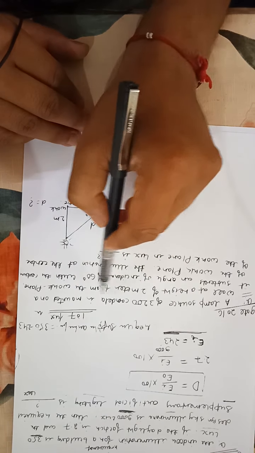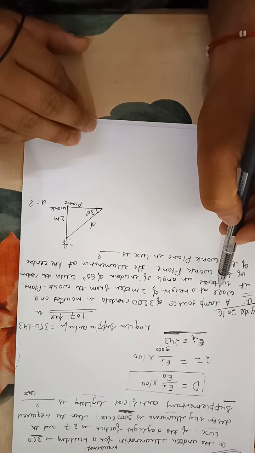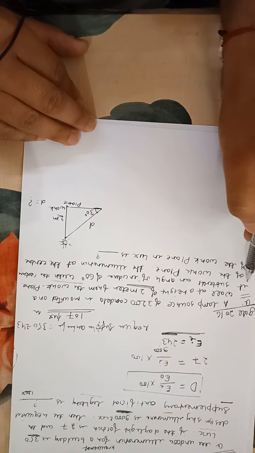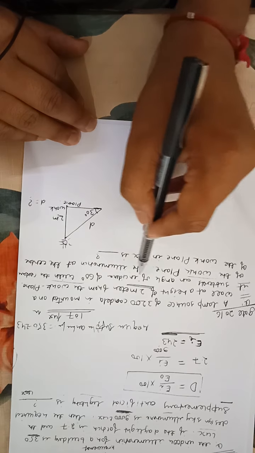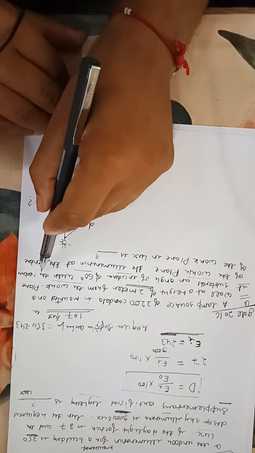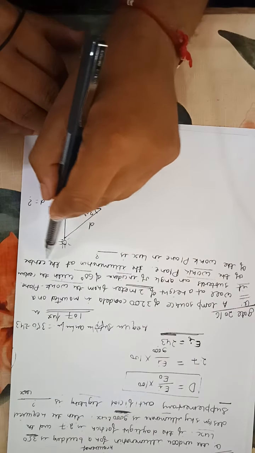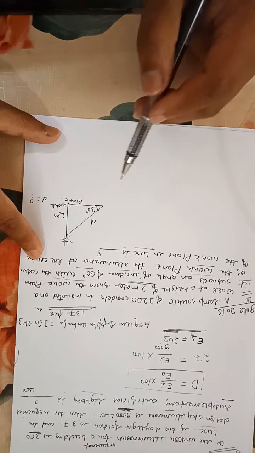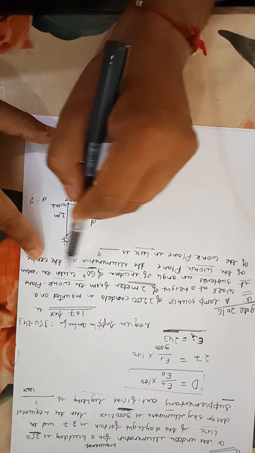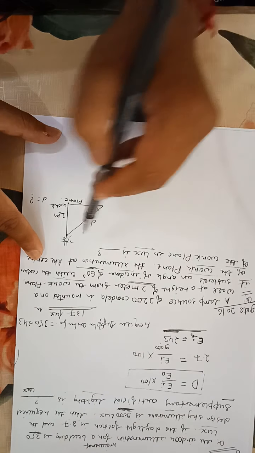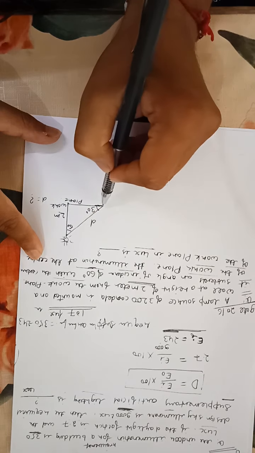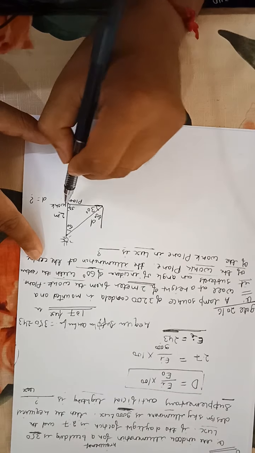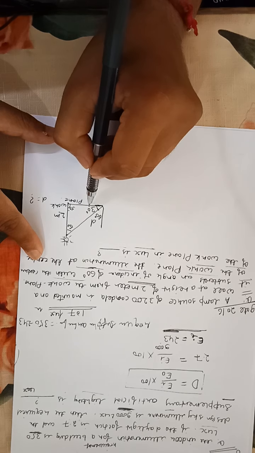A lamp source of 3200 candela is mounted on a wall at a height of 2 meter from the work plane. It subtends an angle of incidence of 60 degree with the center of the work plane. The illumination at the center of the work plane in lux is? We need lux. The angle of incidence is 60 degree with the center of the work plane. So 60 degree, because this is 90 degree, so from 90 degree it becomes 30 degree.